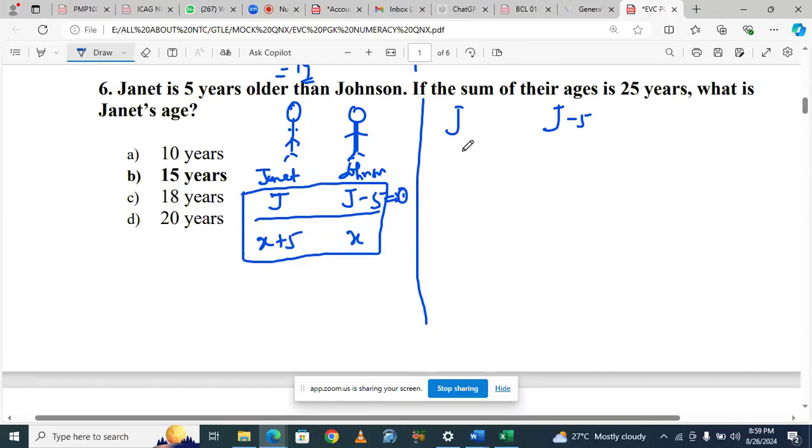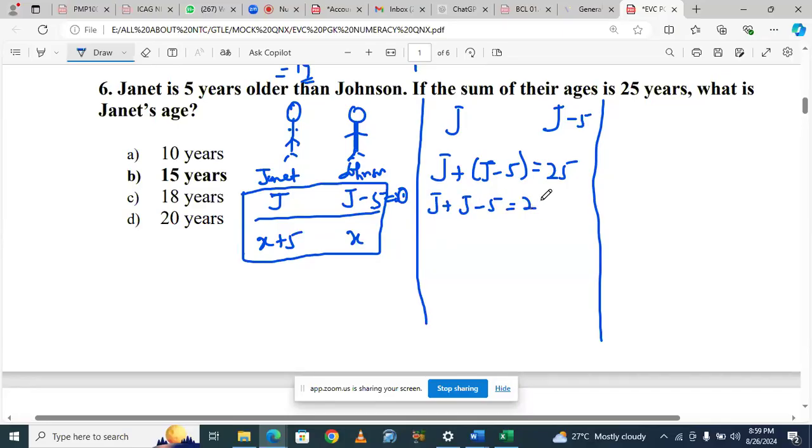Continue the question. If the sum of their ages is 25. So just pause. If the sum of their ages is 25, what does it mean? It means J plus J minus 5 equals 25. Now what is Janet's age? Janet is J, right? We want to find J. So it's going to be J plus J minus 5 equals 25.